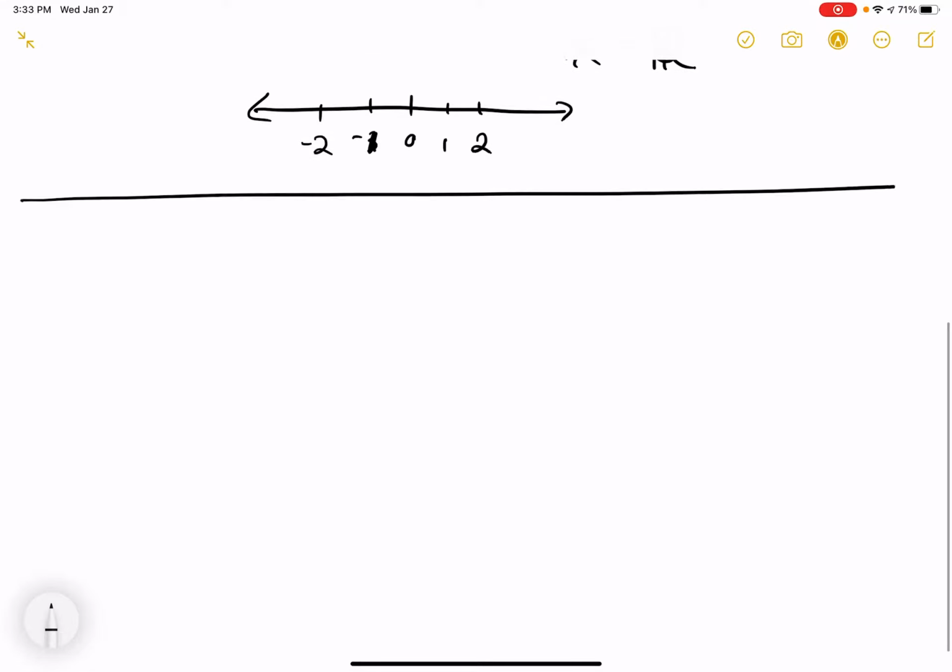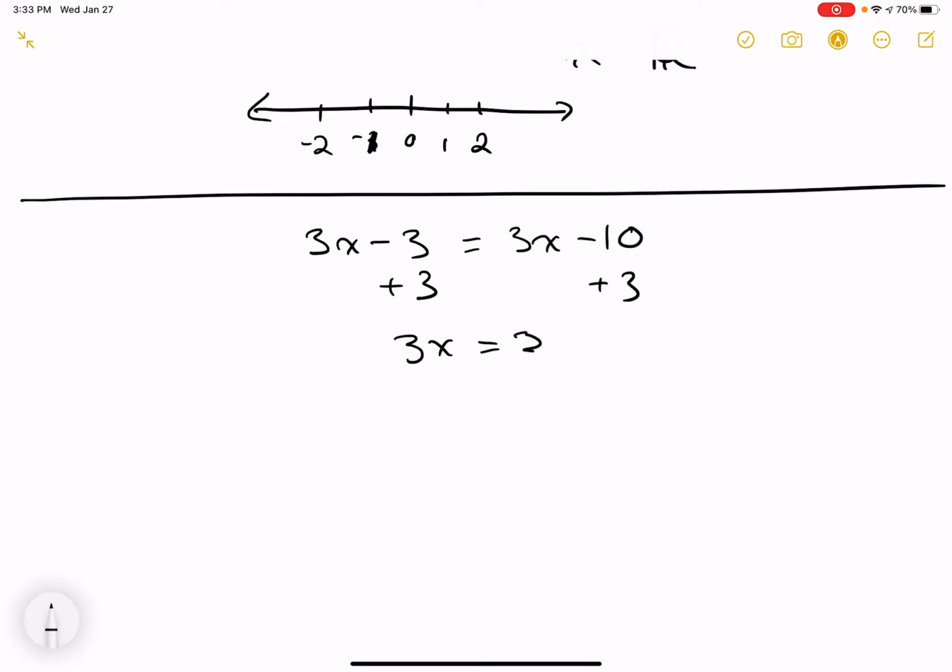What if I had this careless monstrosity? I asked you, what's your first name? Olivia. What would you do first? Either add 3 or add 10. So let's add 3. And we're going to get 3x is equal to 3x minus 7. How about our next step? Yeah?